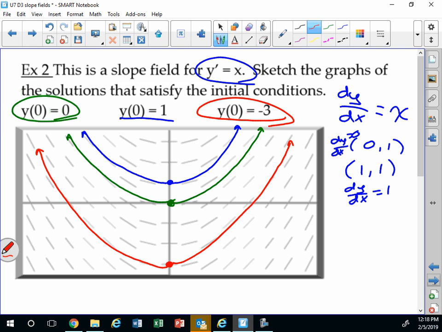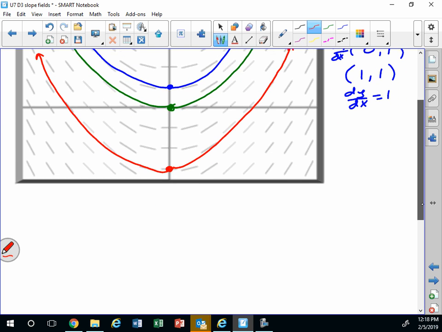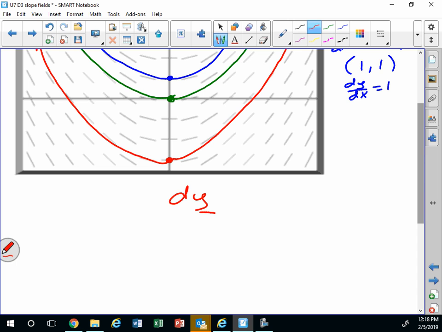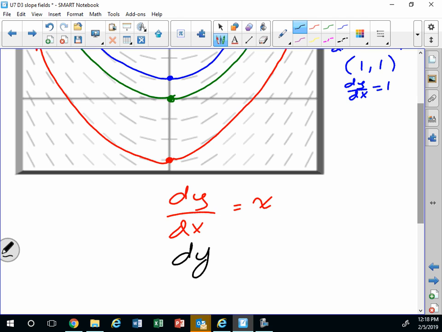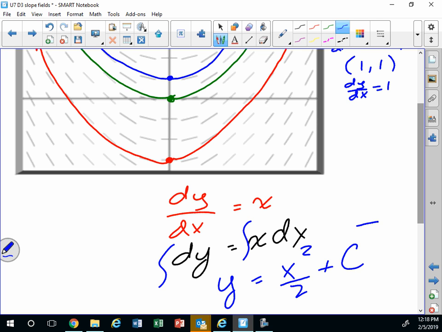I want to talk about what Isabel said for this one. Isabel, you said, what could I do about this dy/dx? How can I make this? I can integrate this, couldn't I? So dy equals x dx. Yeah? So when I integrate this, y equals x squared over 2 plus c.